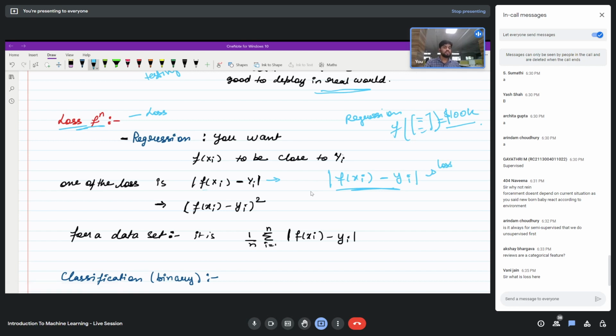We can take the square of the difference. I'm just trying to make these things positive. That's why I've taken the modulus over here and the square over here, right? So these are two possible candidates for loss function.